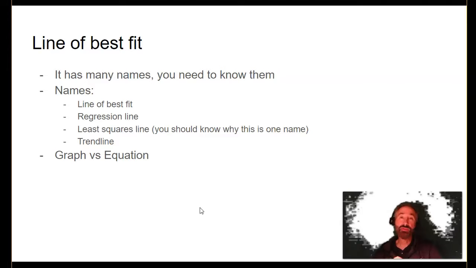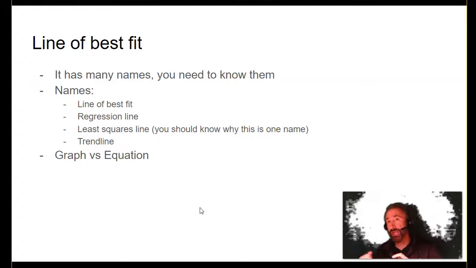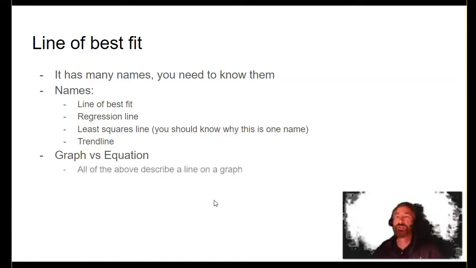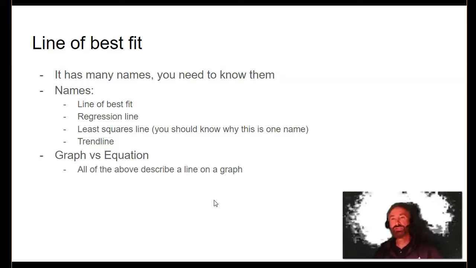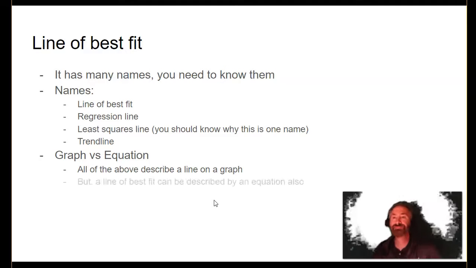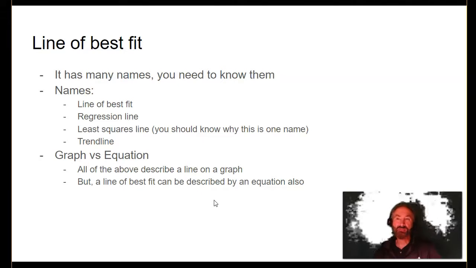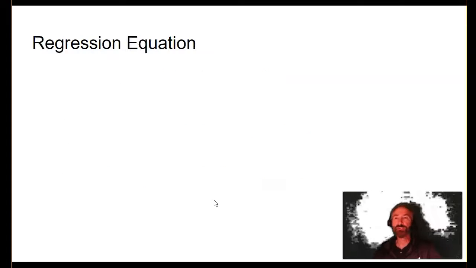And by the way, we can use lines on graphs and equations to make predictions. And that's one of the reasons why we study graphing and regression and lines of best fit, because we'd like to make predictions. Okay, so graph versus equation. The names above tend to be the names that we use when we're referring to an actual line on a graph. But of course, a line of best fit can also be described by an equation.